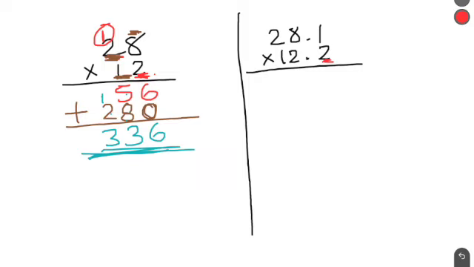So we look at the 2 and we multiply it by the 1. 2 times 1 is 2. And we look at this 2 and multiply it by the 8. 2 times 8 is 16. Carry the 1. 2 times 2 is 4, plus the 1 is 5.